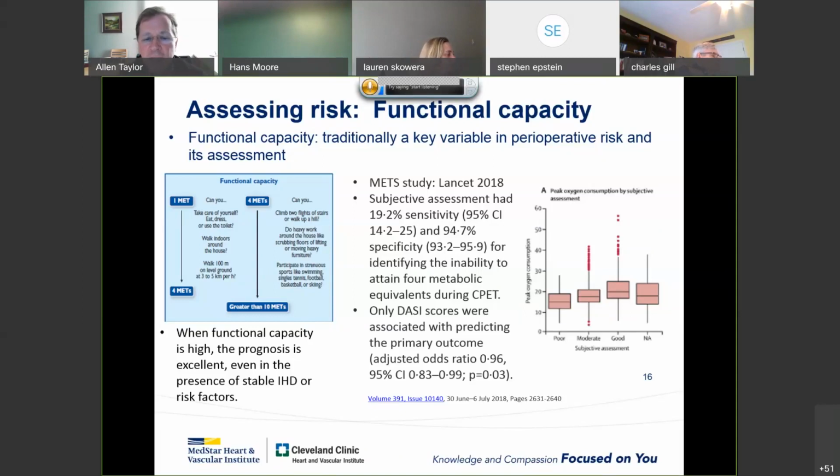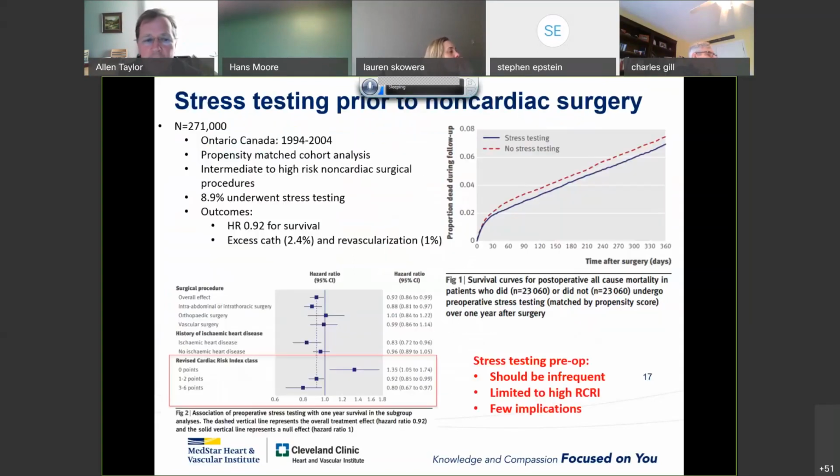Subjective assessment had a 19% sensitivity for identifying the inability to attain 4 METs. There is a validated index called the DASI score. It's the Duke Activity Status Index, that was associated with predicting the primary outcome in this study, which was, again, a poor measured oxygen consumption. But we don't routinely do DASIs in clinical medicine. And in fact, even it is, again, subject to the issue of poor positive predictive value.